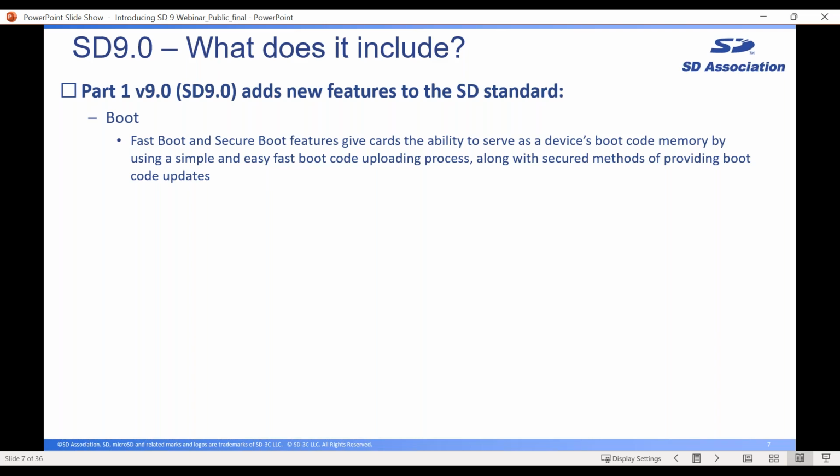So what does SD9 include? Here are the three major new features that in fact interact with each other. We have the boot: fast boot and secure boot features give cards the ability to serve as a device boot code memory by using a simple and easy fast boot code uploading process, along with a secured method of providing boot code updates.